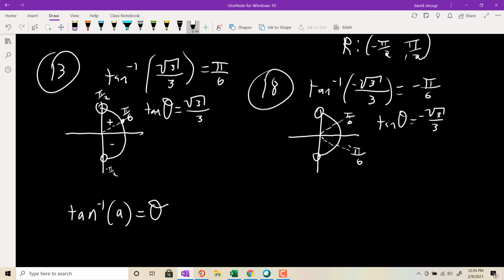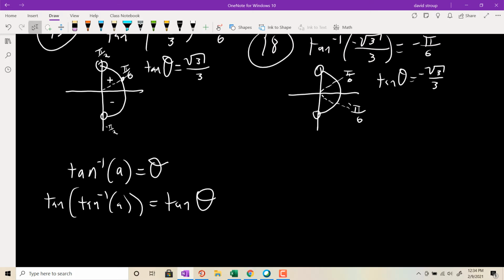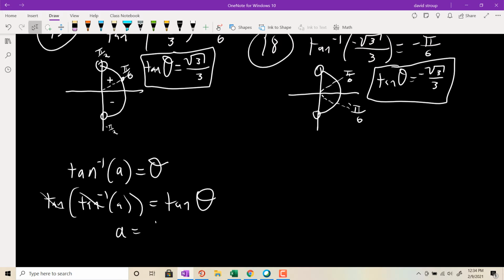So the equivalent question you could form by taking the tangent of both sides: the tan of tan inverse of A equals the tan of theta. And this related inverse question is sitting there. So you say to yourself, well, tan of tan inverse, these cancel each other. You're just left with A, and you have tan theta equals A. Okay, so that's what I did up here.